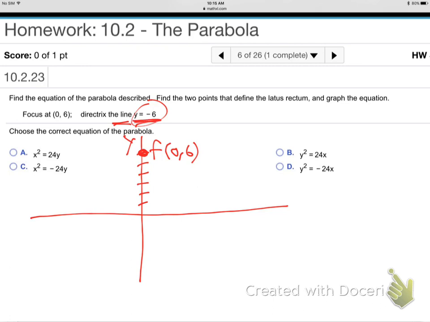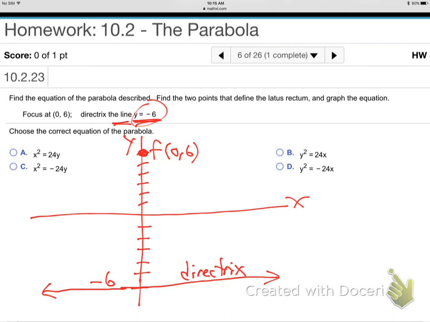This is the y-axis. This is the x-axis, right? The line goes through the y-axis at -6. So 1, 2, 3, 4, 5, 6. So right here is the Directrix line at -6. Are we good to there? Now, what is that thing? That's the line directly behind the parabola.